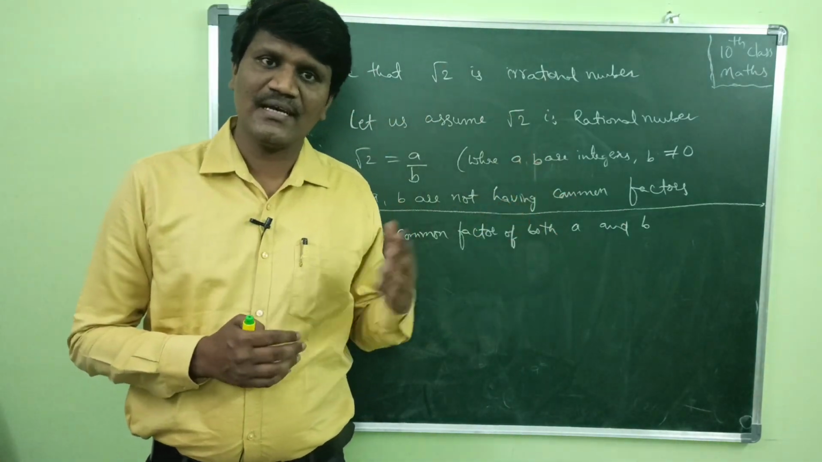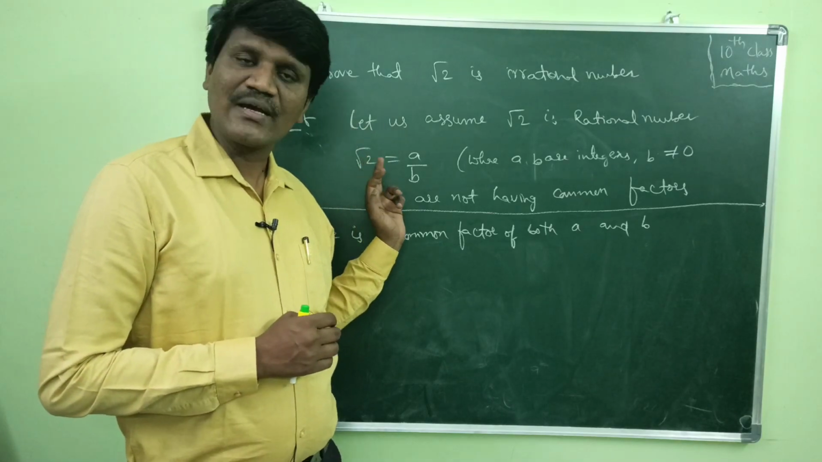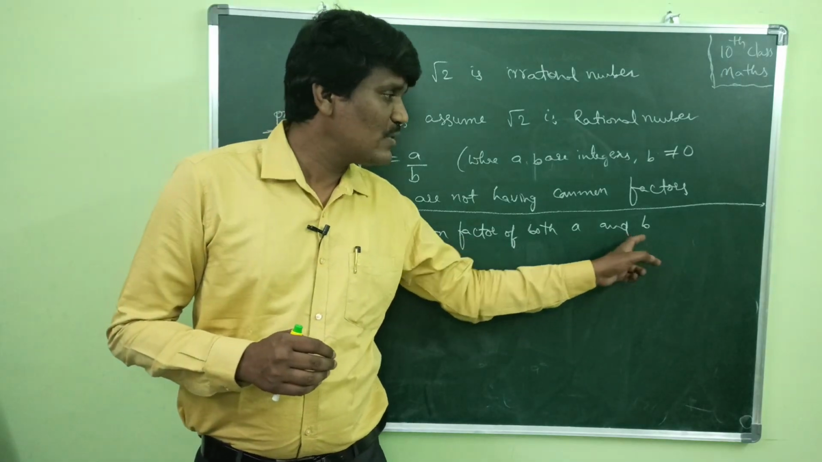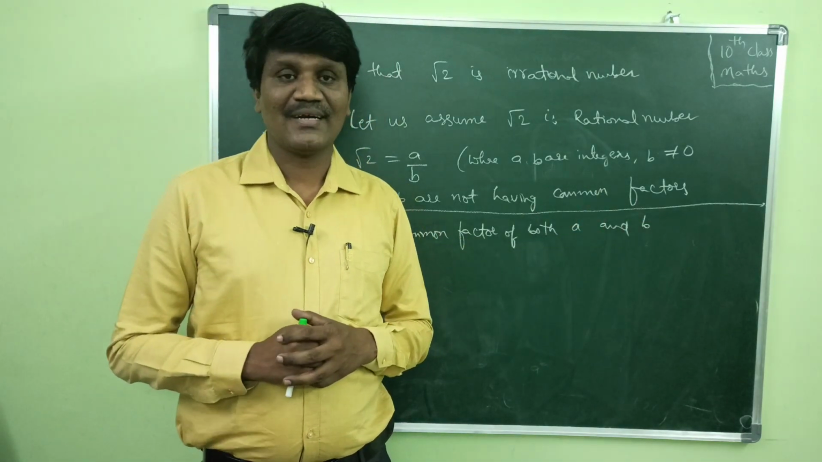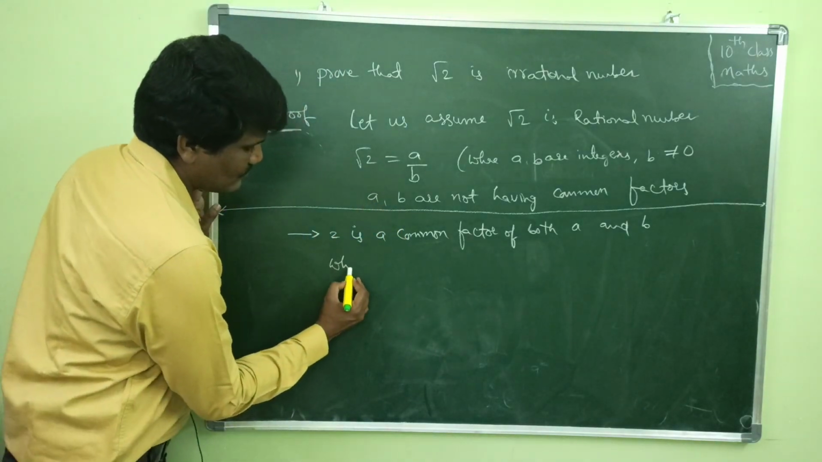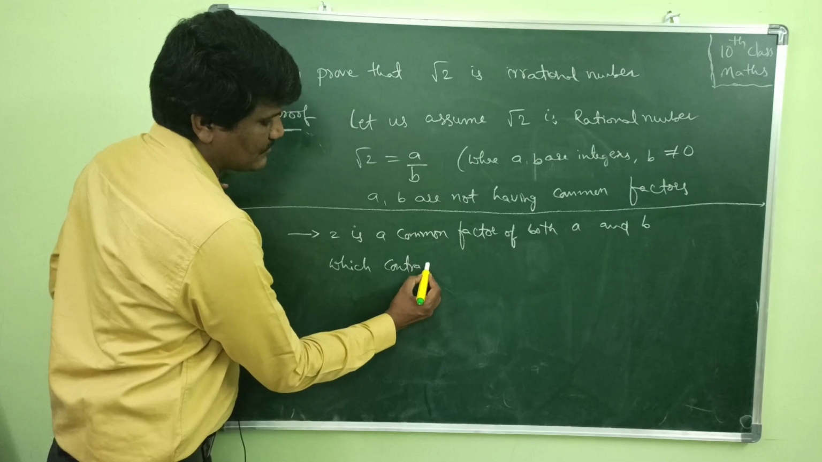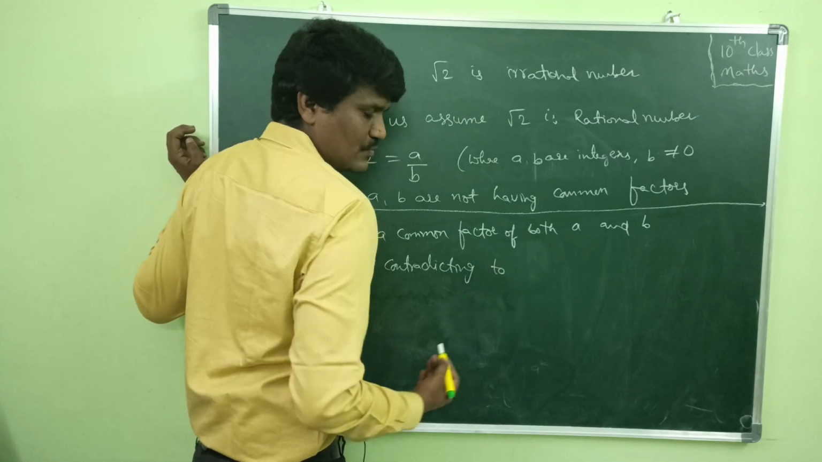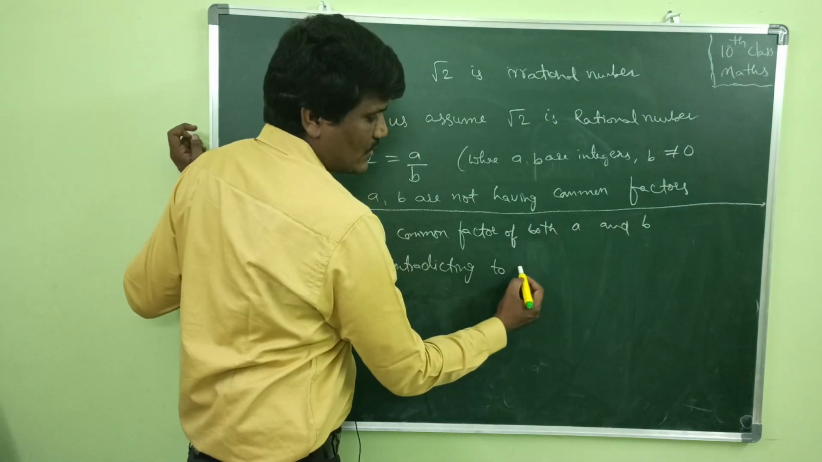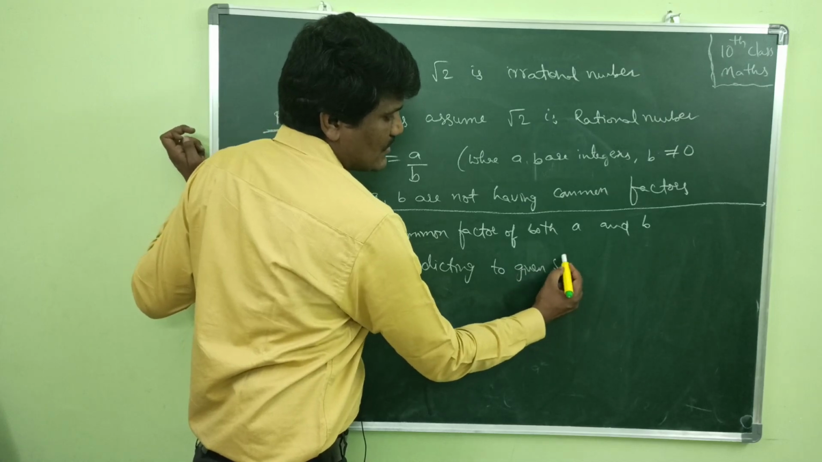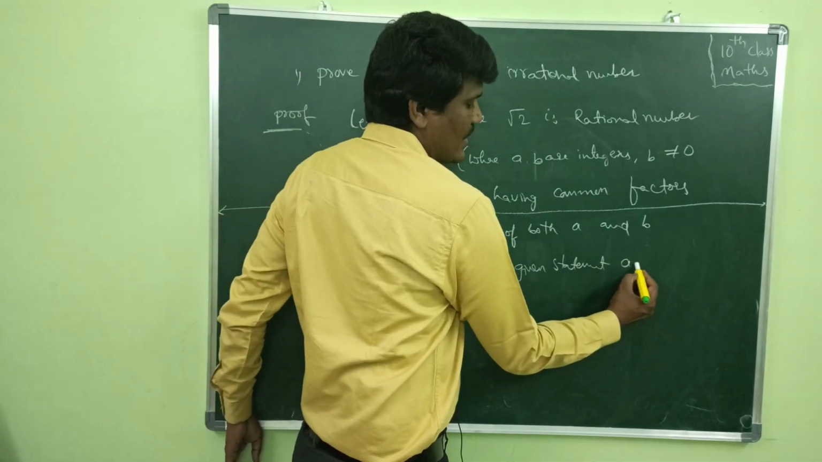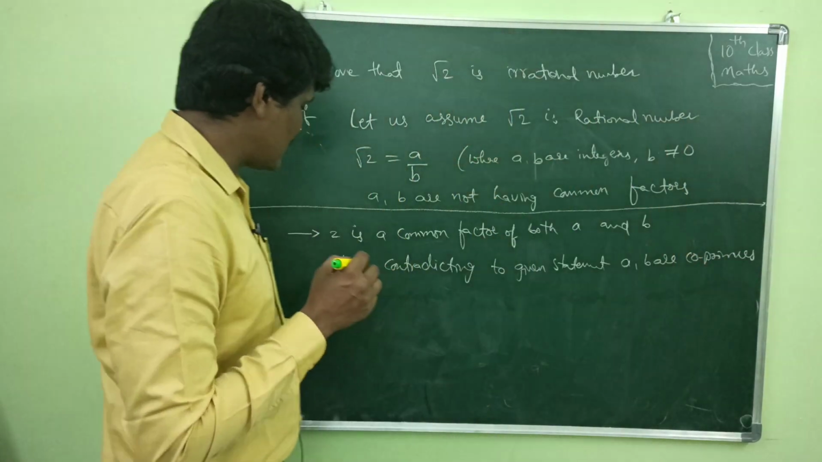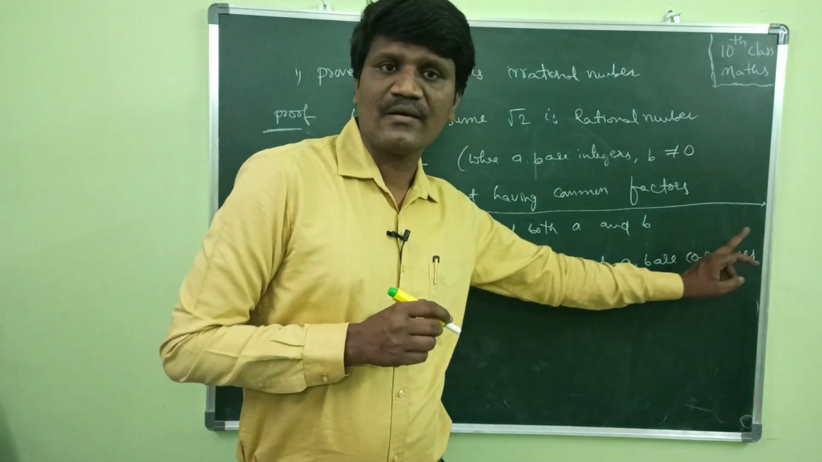So we have assumed initially root 2 as a rational number. So we got a and b are co-primes. But here 2 is a common factor of both a and b. That means a and b are not co-primes here, right? Which is contradicting the given statement: a, b are co-primes.